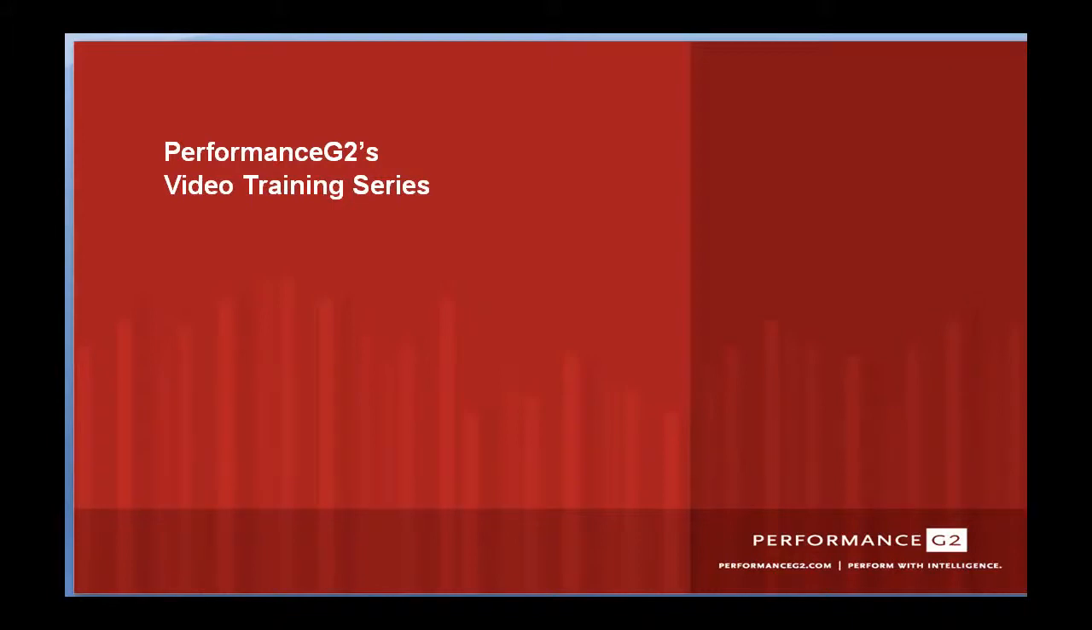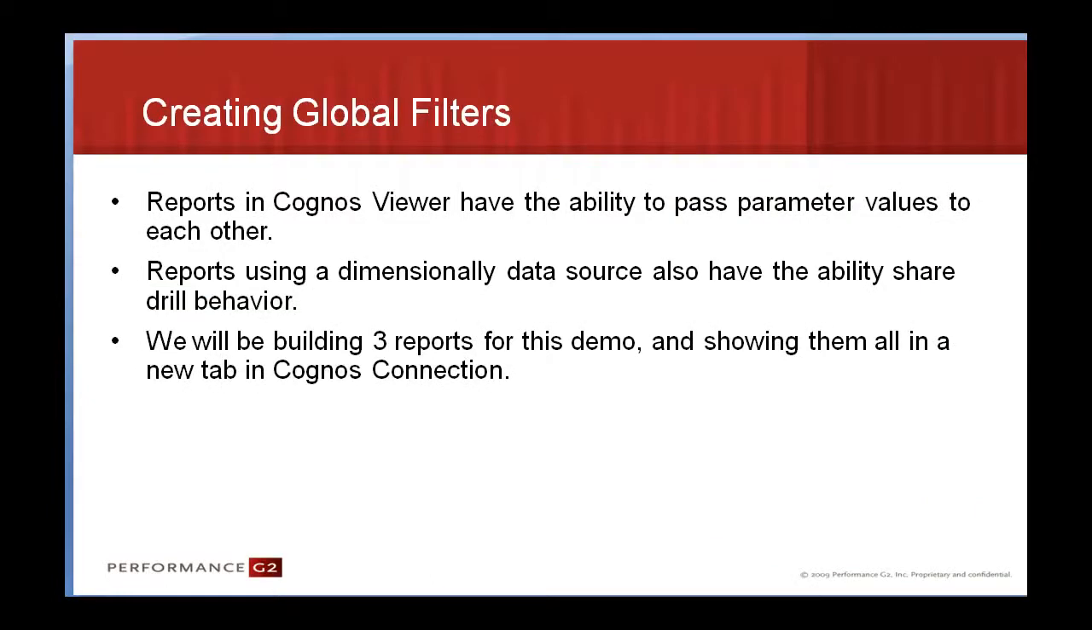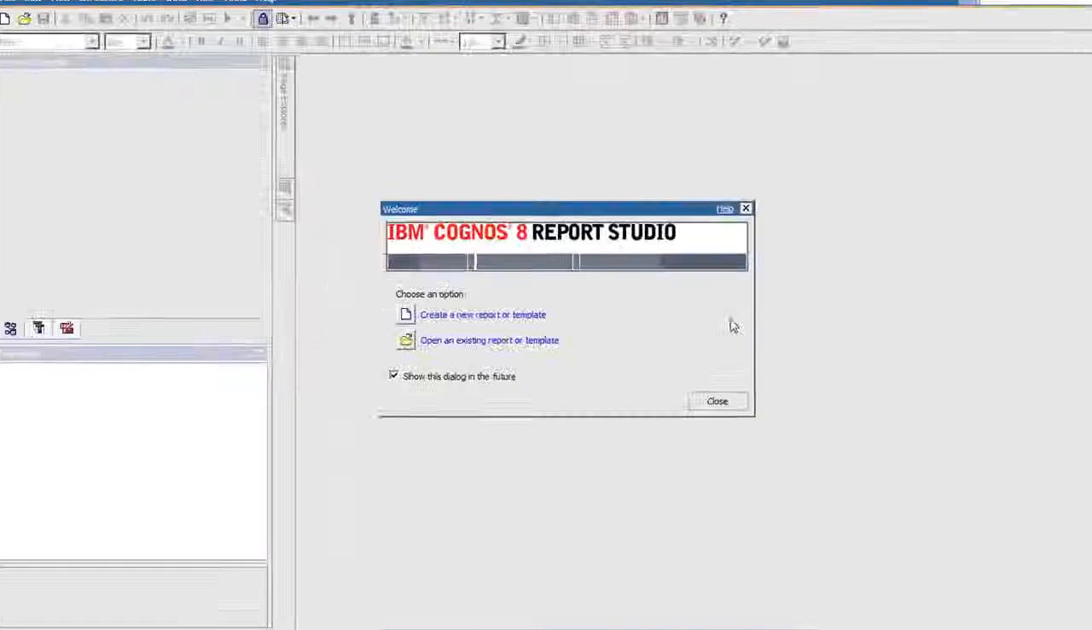My name is Craig, and today I will be showing a demo on global filters. Reports in Cognos Viewer have the ability to pass parameter values to each other. Additionally, reports using a dimensional data source also have the ability to share drill behavior. We will be building 3 reports for this demo and showing them in a new tab in Cognos Connection. We will enable communication between these 3 portlets.